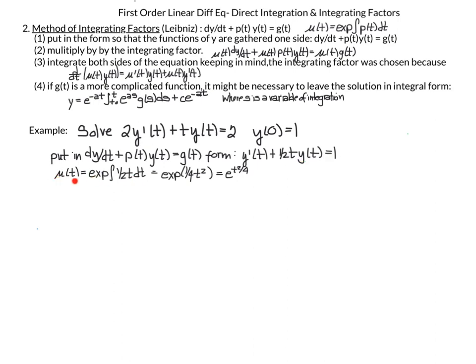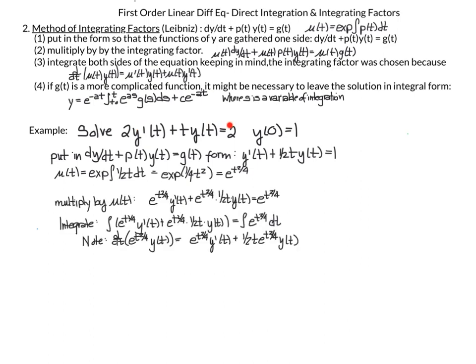We're going to find our integrating factor, which is e raised to the integral. Here we have p(t) is 1/2 t dt. So that's e to the 1/4 t squared, which is e to the t squared over 4. I'm going to multiply my transformed differential equation by my mu, and I get e to the t squared over 4 times y'(t) plus 1/2 t y(t) times e to the t squared over 4, and that's equal to e to the t squared over 4.